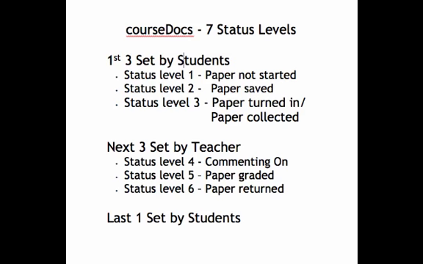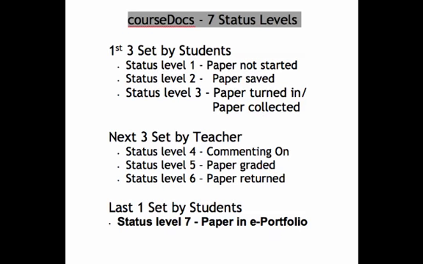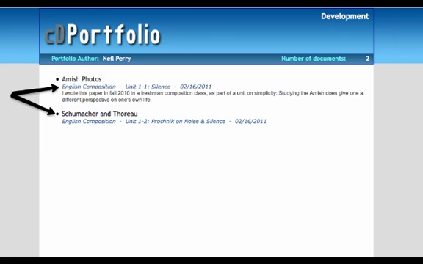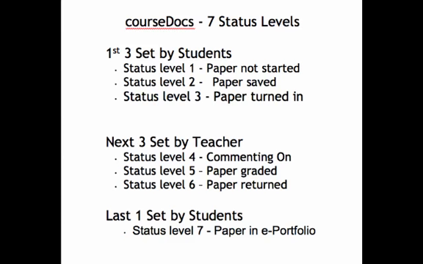The last status level is set by the students. It is placing the paper in their e-portfolio, where it is then available on the open web to any student with the right URL. Here then are the 7 status levels in courseDocs.